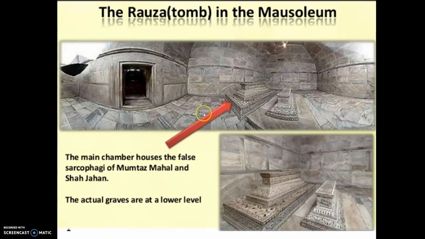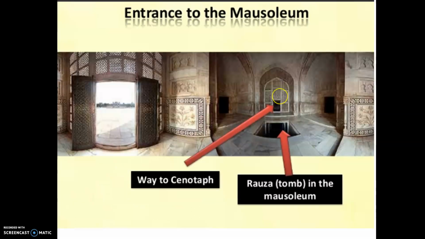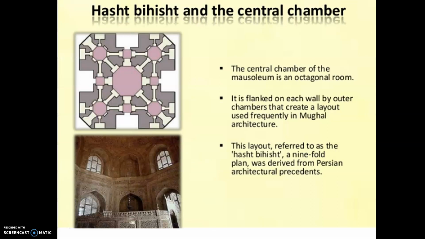So this is the actual cenotaph of Shah Jahan. The main chamber houses the false sarcophagi of Mumtaz and Shah Jahan. The actual grave is at the lower level. So the main chamber has the sarcophagi on the upper level, of Mumtaz and Shah Jahan. But the underground chamber has the original graves.